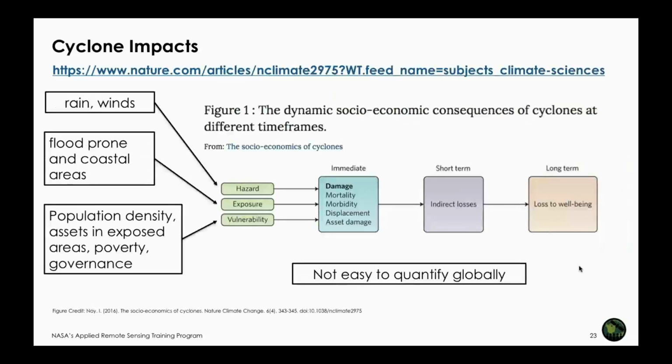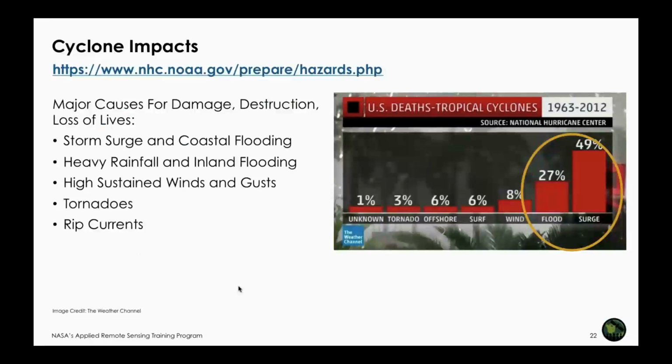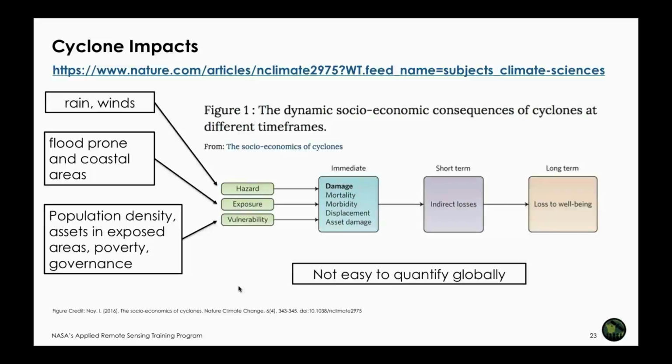So when you talk about cyclone impacts, here are basically the socioeconomic consequences of cyclones. The slide we saw just now was for the US, and it's very difficult to do that for the whole globe because of data availability. So it's not easy to quantify. But in general, there is hazard, such as rain and winds and flooding. There is exposure, that is flood-prone areas or coastal areas. The larger the area, the more exposure. And then there is population density, assets exposed in areas, poverty, governance. All these play a role in actual impacts.